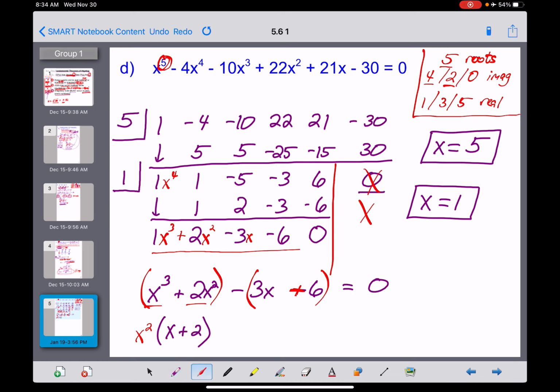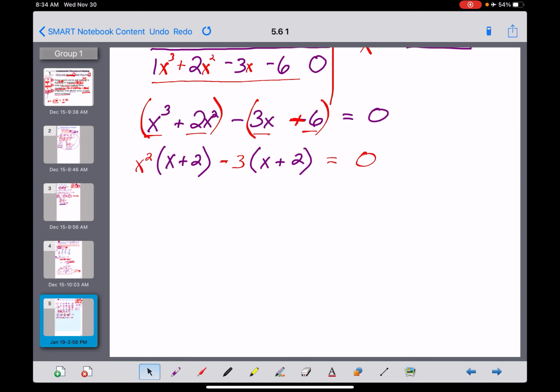Gotcha. What comes next then? Minus. And what can you pull out from 3x plus 6? You can take out a 3. And that would leave you with x plus 2. And all of that, not sure why I switched my colors here, is equal to 0.